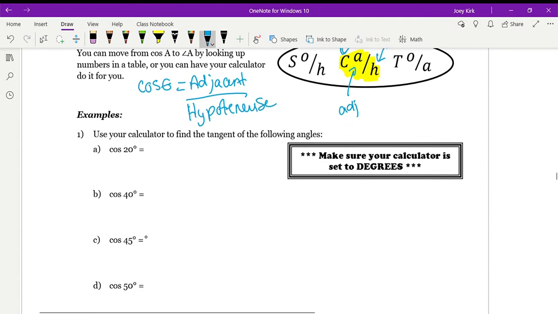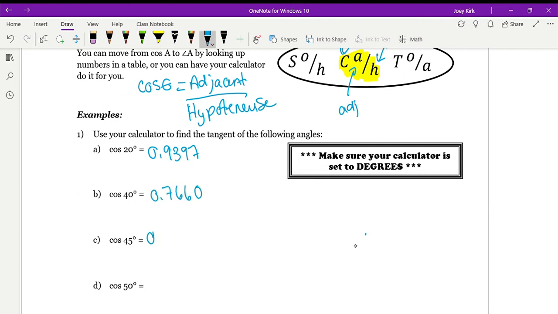So practice in your calculator. I'll do the first one with you guys. So cos of 20. So 20, cos. So 0.93969, blah, blah, blah. I'm going to round that up here to 4 decimal places. So 0.9397.